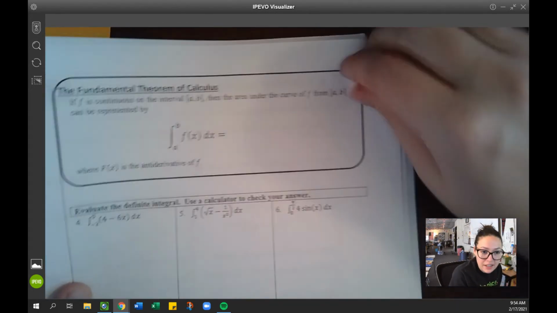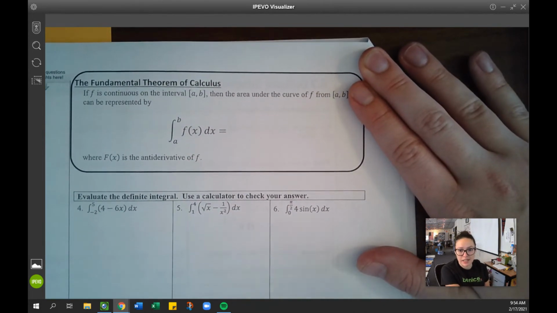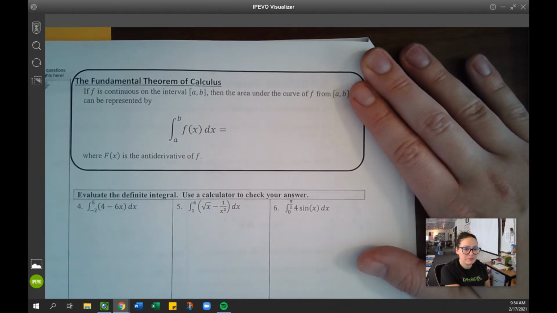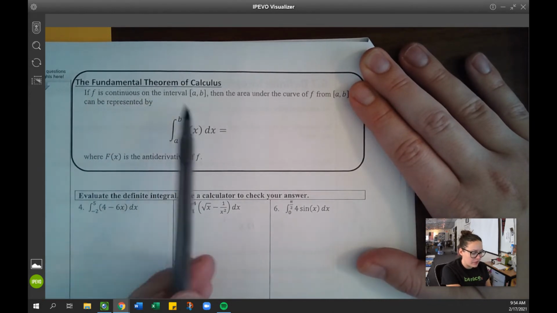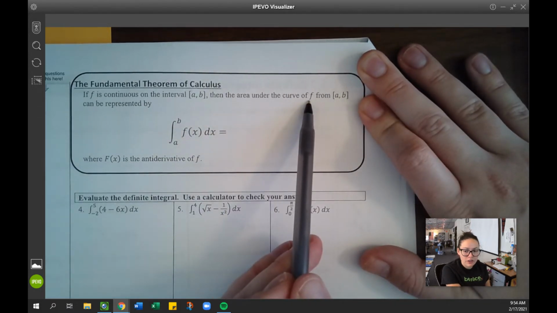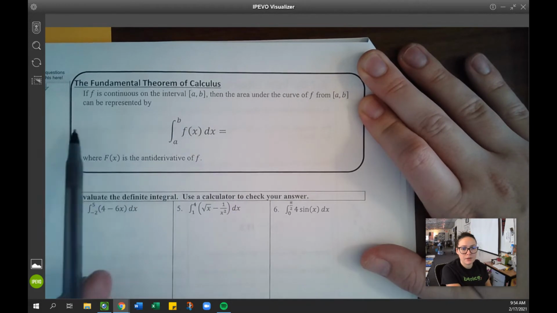Okay, now here is our big rule, and this is huge for understanding integrals. The fundamental theorem of calculus. It's called the fundamental theorem of calculus. So, if f is a continuous function on a closed interval, then the area under the curve from A to B can be represented by this.